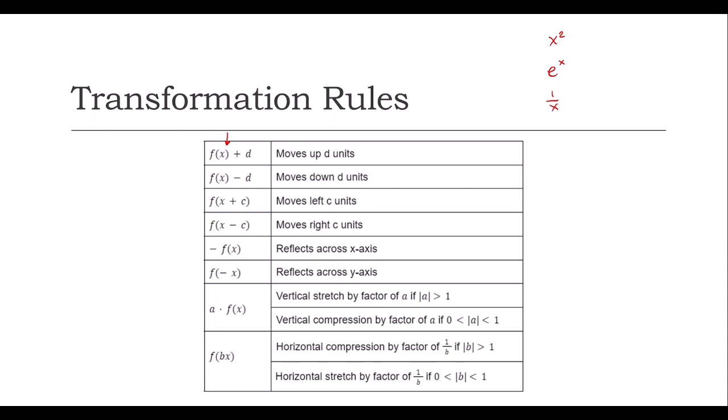If you have your base or parent function plus d on the outside, then it will move up d units. If it is minus d, then it moves down d units. If you have a plus c in with your x, like x plus 3 squared or e to the x plus 3, then it would move left c units. If you have a minus c on the inside, it'll move right c units.